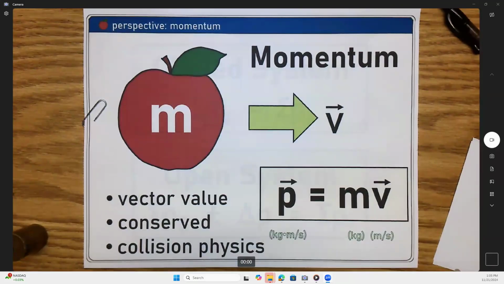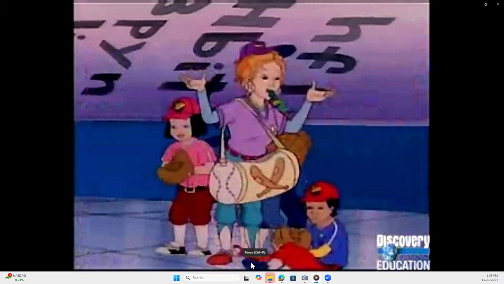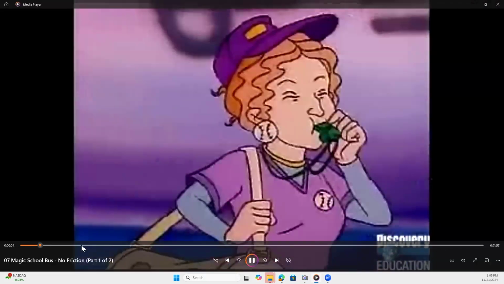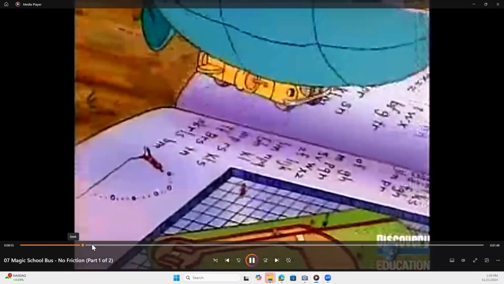I want to kickstart this with an example, or at least get you guys thinking about this. And then by the end of class, show you how to solve this using the momentum principle. Right. So let's go Magic School Bus. So they go inside this textbook that they have, a zero friction baseball field.